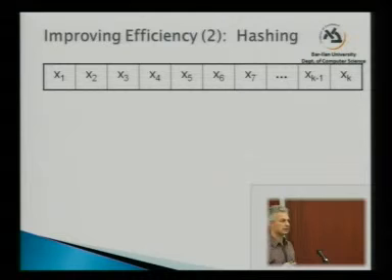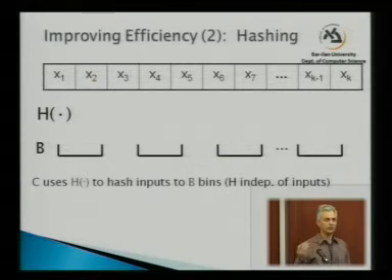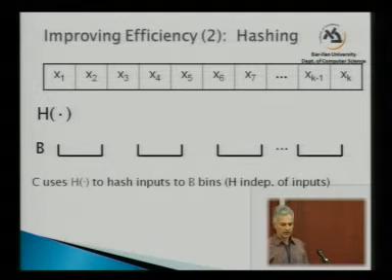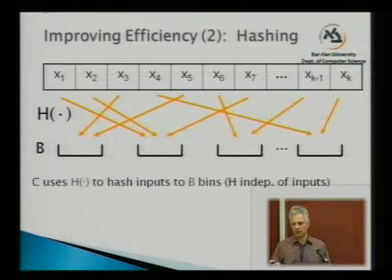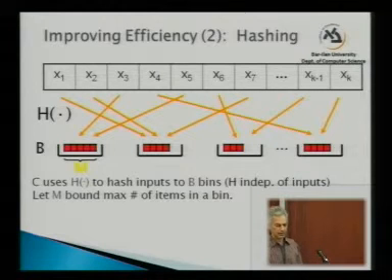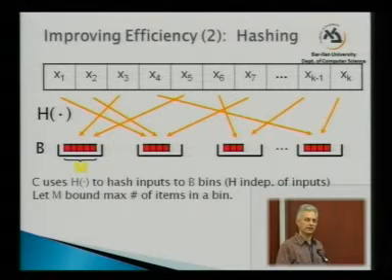Another technique we use here, something I like to use, is hashing. So suppose we want to hash items to bins, or throw balls into bins. We have, say, k or n items, and we have a hash function, and we want to throw these items into b bins using a random hash function. The hash function should be independent of the inputs, and we just throw them into bins. And let m be a bound on the maximum number of items that fall into a bin.